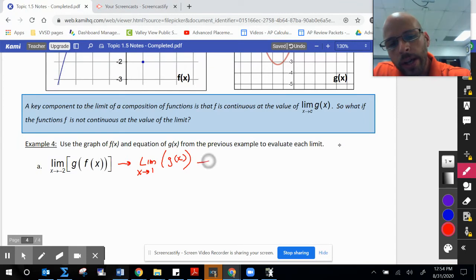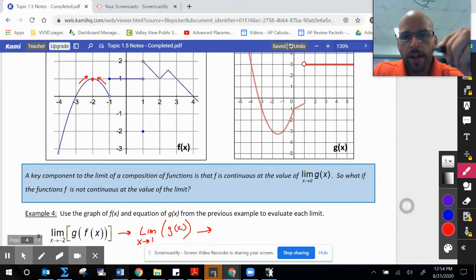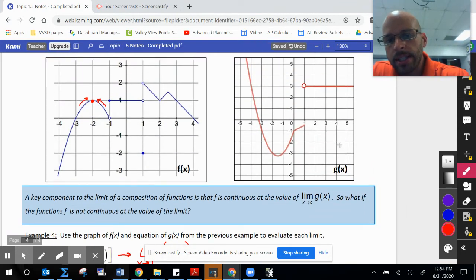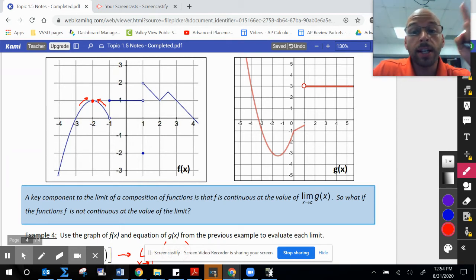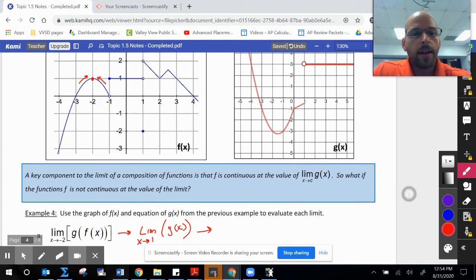But now if you try to evaluate g of x at 1, you're going to see that there's a discontinuity here, and that's not good for us. Now, this question does have an answer. I don't want you to think that this doesn't exist, because there's something very, very tricky here.